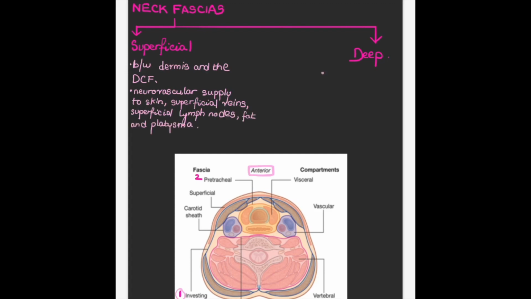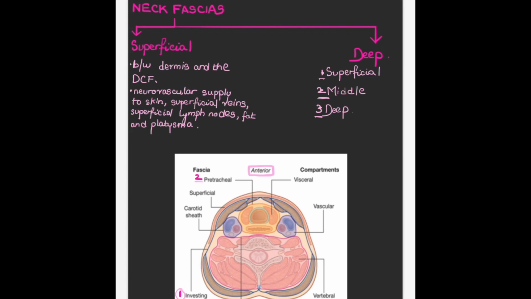nodes, fat, and platysma. Deep cervical fascias are further divided into three different fascias: investing layer of the cervical fascia, also called superficial layer, pretracheal layer of the cervical fascia, also called middle layer, prevertebral layer of the cervical fascia, also called deep layer. In the video, I have simplified it, but preferably use the terms like investing layer, pretracheal, and prevertebral.